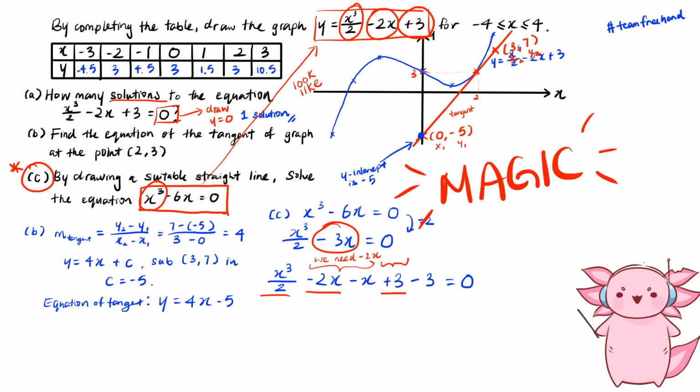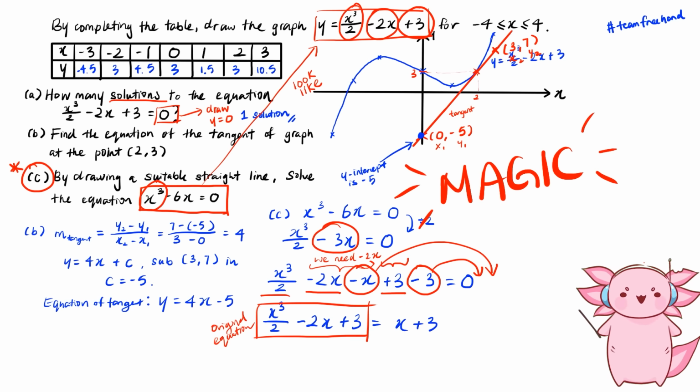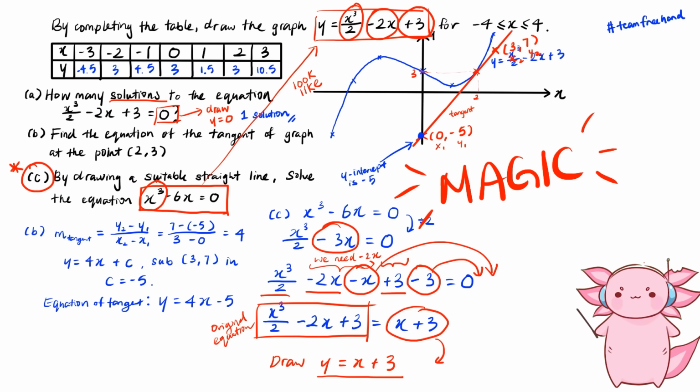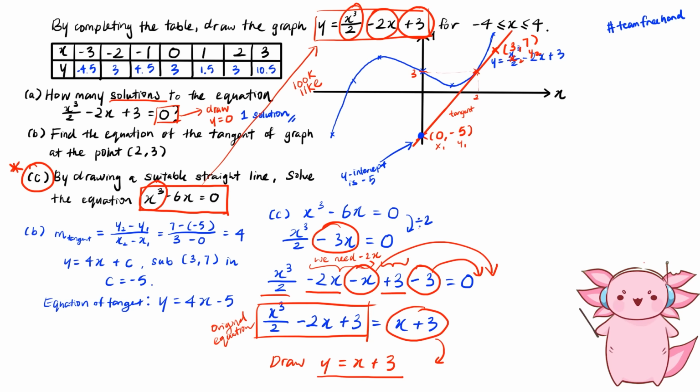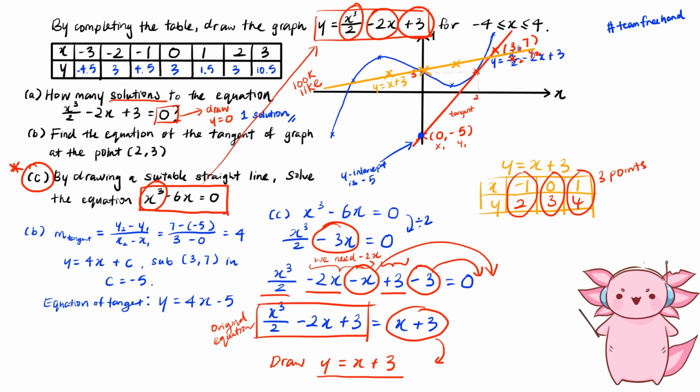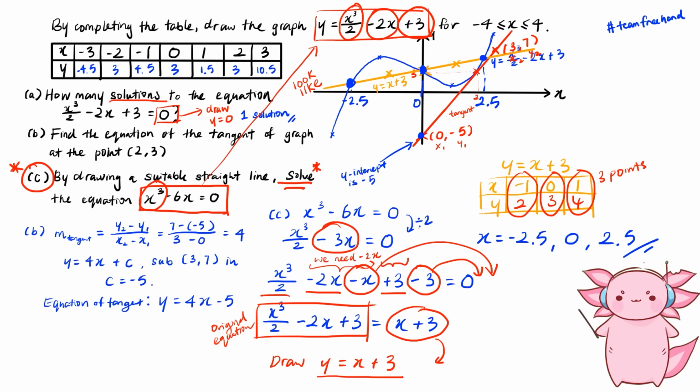Now we just underline all the terms that are in our original equation, and then we shift everything that we don't want to the other side. And ta-da! The straight line graph that we have to draw is over here, which is y equals x plus 3. Now, in order to draw this line, we just create 3 points like this and we draw out the line. Because we want to solve this equation, we need to look for the intersection points between the line and the curve. So here, here, and here are the intersection points. We note down the x coordinates of these points, and we have our 3 final answers of x equals -2.5, 0, and 2.5.